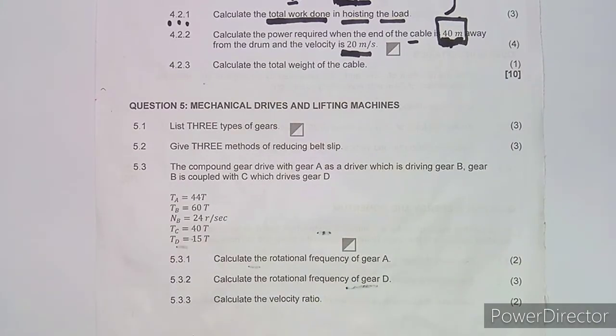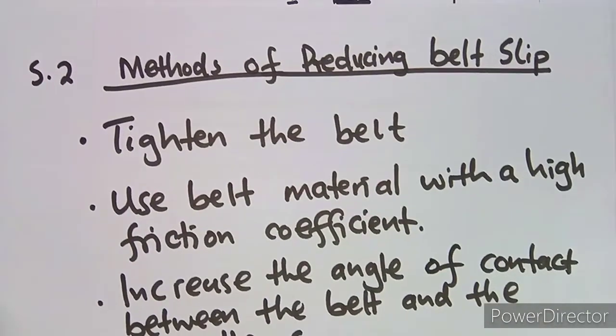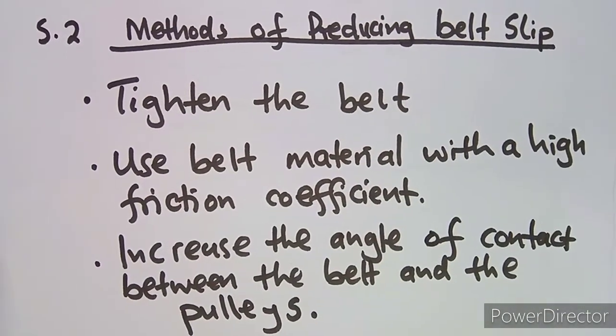Then on 5.2, give 3 methods of reducing belt slip. Belt slip, you know that when you are dealing with belts, if we can tighten them or use a material which has a higher friction coefficient, that can reduce belt slip. I think it is best if you write them down.